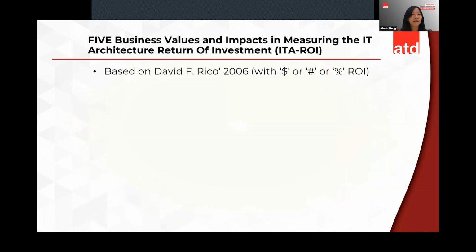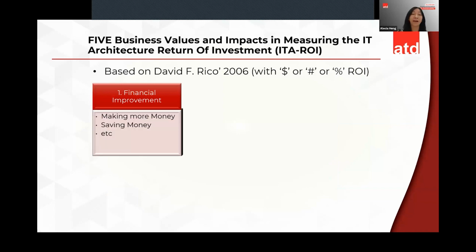Okay, and the other area that we look at for this section is the ROI. For every IT project, there will be an ROI. So we will be looking into what David Rico has put forward for the ITA ROI, IT architecture ROI models. Firstly, for any project that comes in, we will look at whether there is a financial improvement. This can mean whether we are making more money or saving cost, right, for every IT project. Besides money, is there anything else that we should look at?